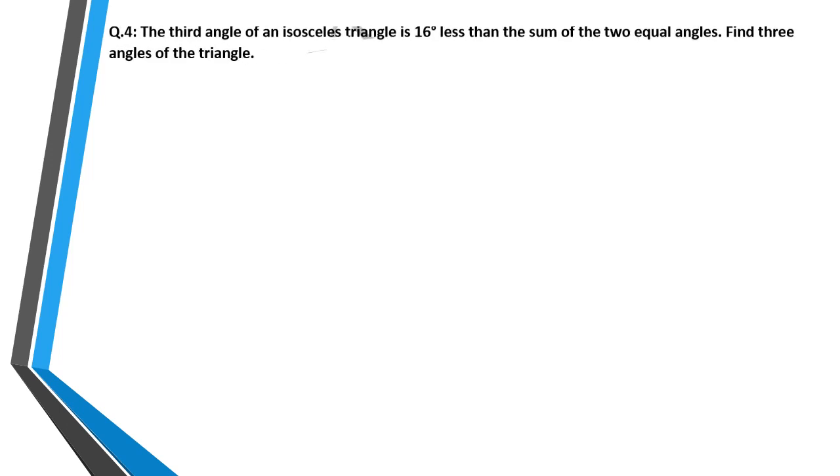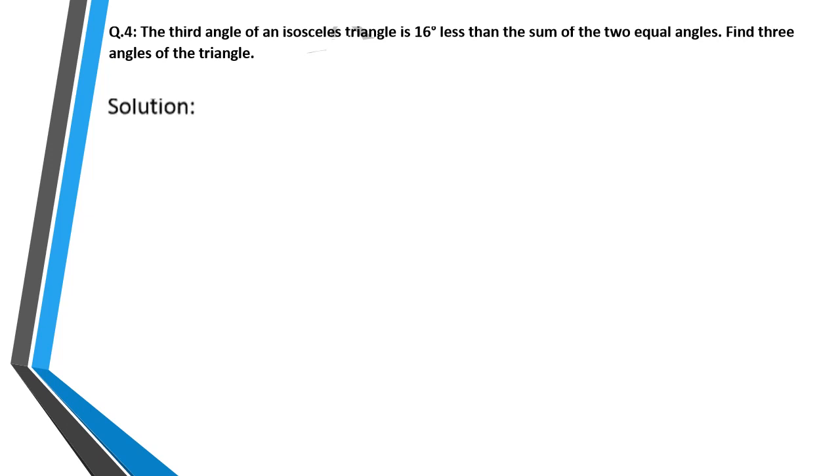Question number 4. The third angle of an isosceles triangle is 16 degrees less than the sum of two equal angles. Find three angles of the triangle. An isosceles triangle is a triangle with two equal sides. The two equal sides of an isosceles triangle are known as legs, whereas the third or unequal side is known as the base. Now come to the question.